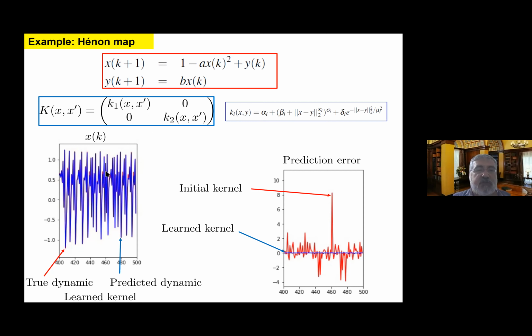The left figure shows the true unpredicted dynamic with the learned kernel. And again, there is no difference in eyeball norm. The right figure shows the prediction error with the initial kernel in red and with the learned kernel in blue. And as you can see, the error drops by several orders of magnitude.